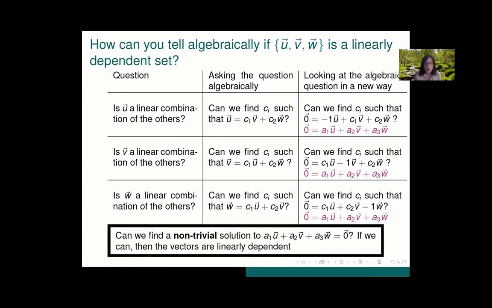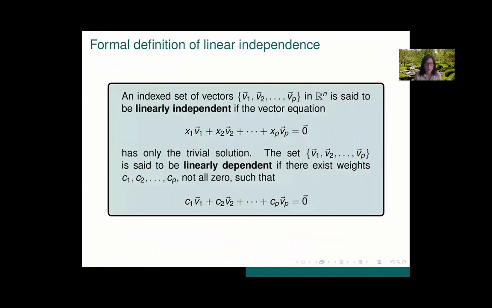Putting these together, they are simply asking if we can find a non-trivial solution to the homogeneous system a1u plus a2v plus a3w equals the zero vector. If we can, then the vectors are linearly dependent. If we can't, then the vectors are linearly independent.